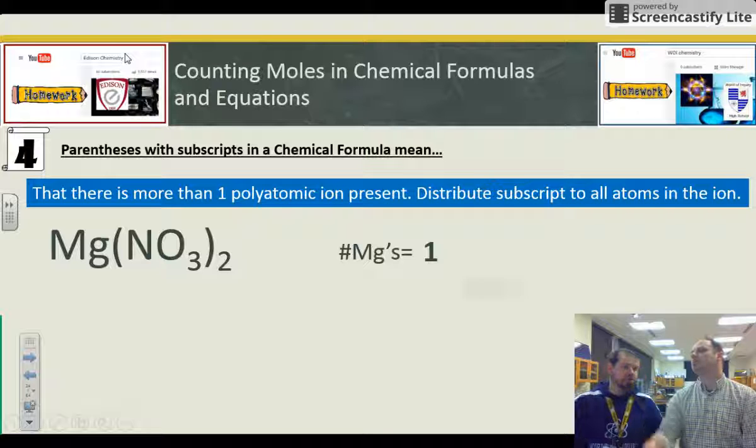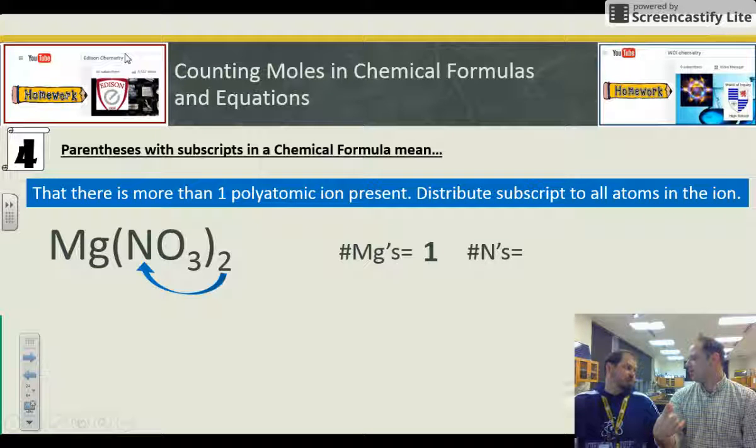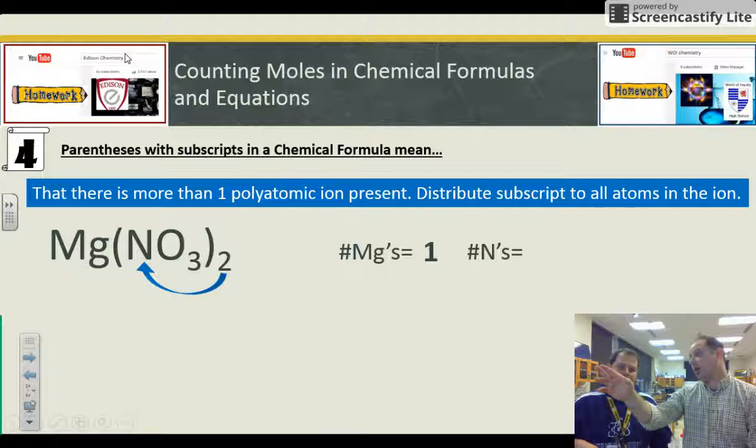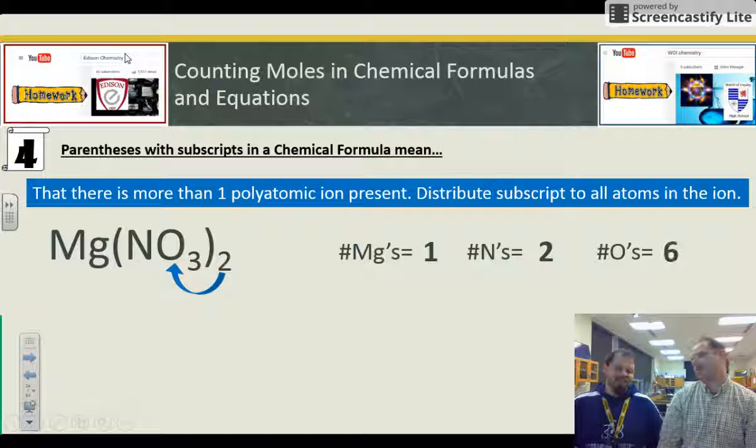So you distribute the 2 into the parentheses. You've got to say there's 2 N's. It's like FOIL, just kind of in reverse order. But you've got to remember to stop at the parentheses. You don't carry that 2 all the way to the Mg. There's 2 NO3s, so how many N's? 2. And I multiply the 2 times the 3, and there's actually 6 oxygens.